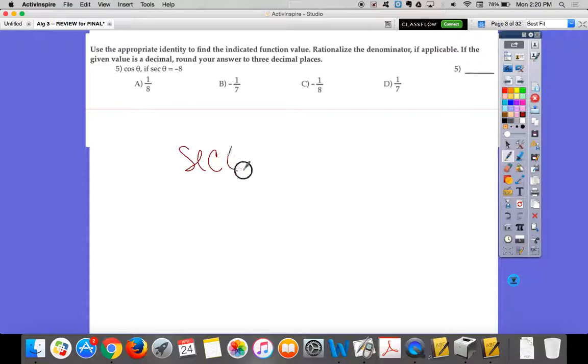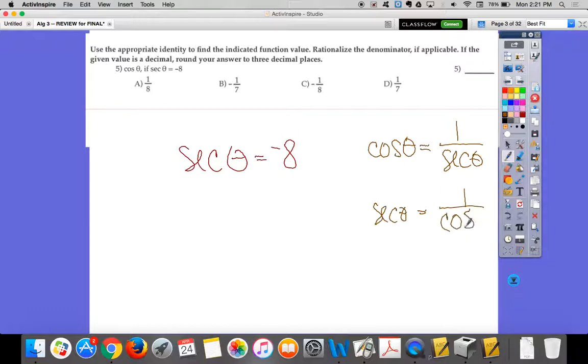So let's just think for a second. What's the relationship between cosine and secant? Hopefully you remember that cosine is the same thing as 1 over secant, or you could come from this approach: secant is the same thing as 1 over cosine. They're reciprocal functions, which means that we can turn them upside down. So if I use reciprocals, the reciprocal of secant is cosine.